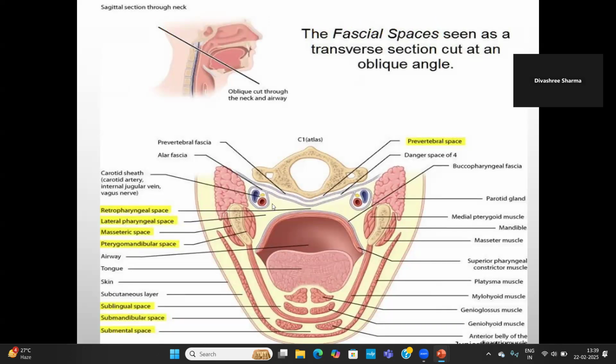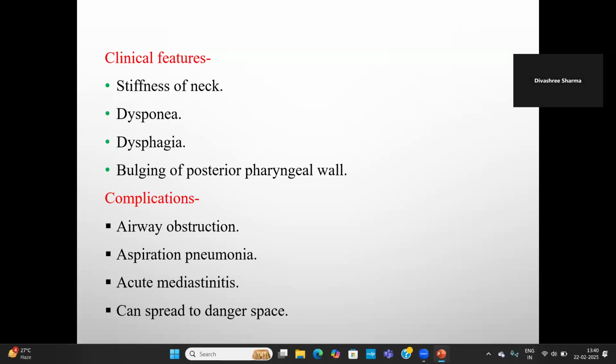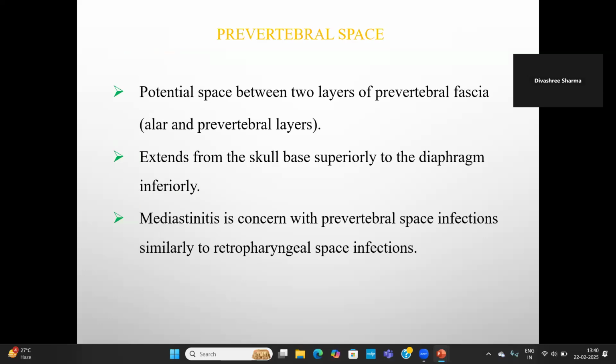Fine. This is the retropharyngeal space. Its boundaries are the buccopharyngeal fascia, the prevertebral fascia, and superiorly the skull base, inferiorly the mediastinum, and laterally the lateral pharyngeal space. Fine. Now, the clinical features of its involvement are stiffness of the neck, dyspnea, dysphagia, bulging of the posterior pharyngeal wall. The complications include airway obstruction, aspiration pneumonia, acute mediastinitis, and the spread to danger spaces.